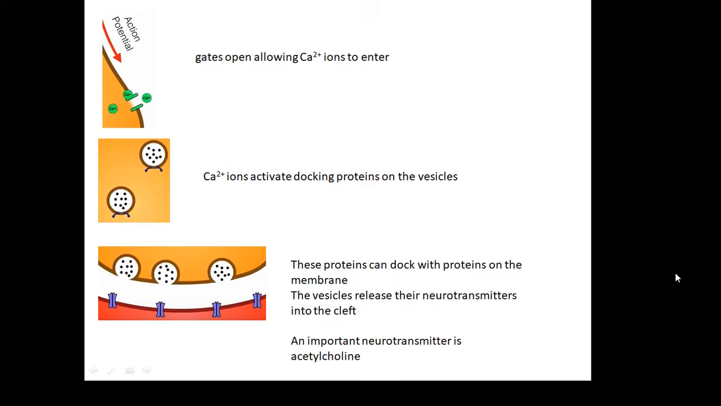Okay? The action potential comes down, gates open, allowing calcium ions to enter. So calcium ions go in. This activates docking proteins on the vesicles. So now the vesicles can attach themselves to the presynaptic cleft. And then when that happens, the neurotransmitter can come out of the vesicle and travel across the gap. The vesicles release their neurotransmitters into the cleft. For example, acetylcholine is an example of a neurotransmitter.